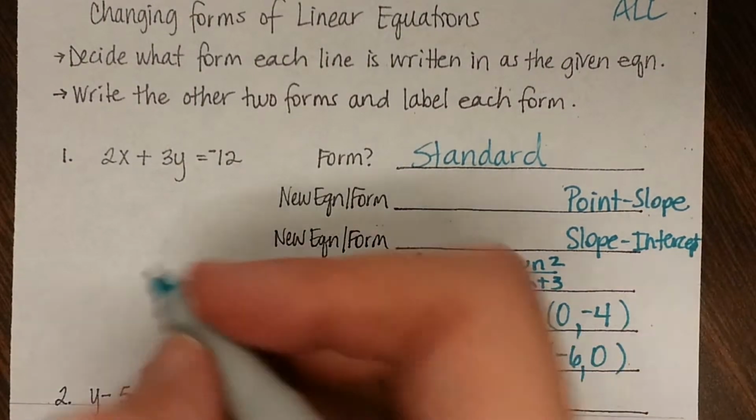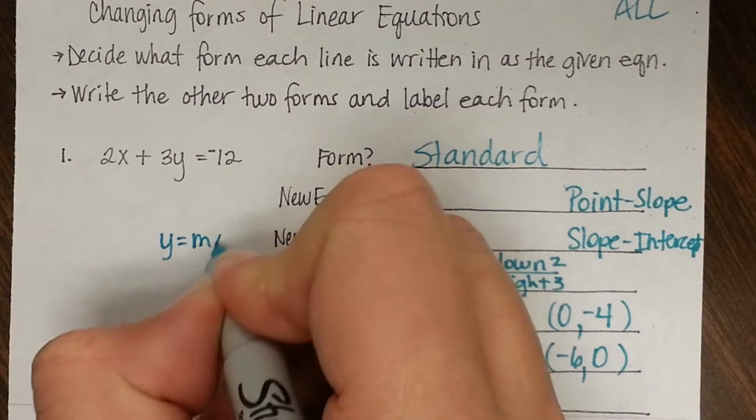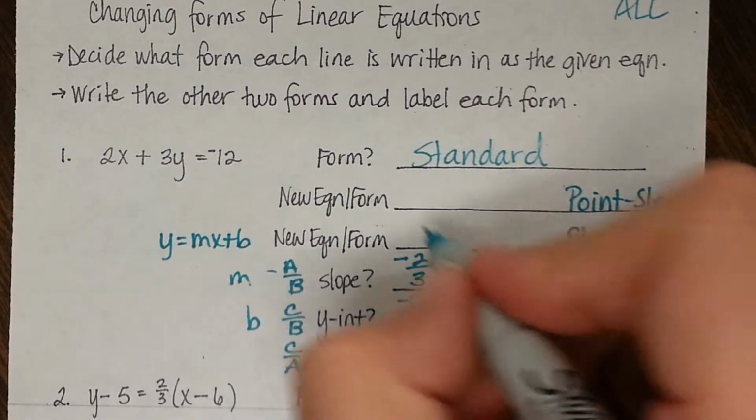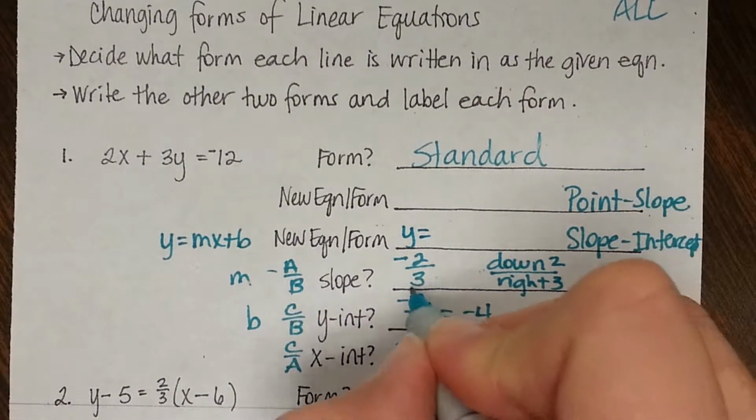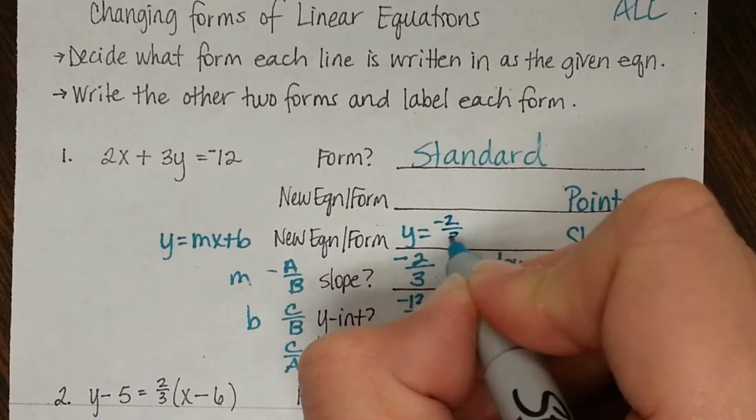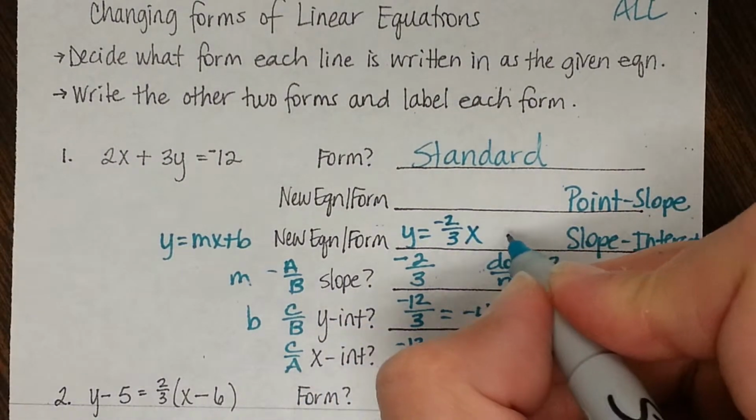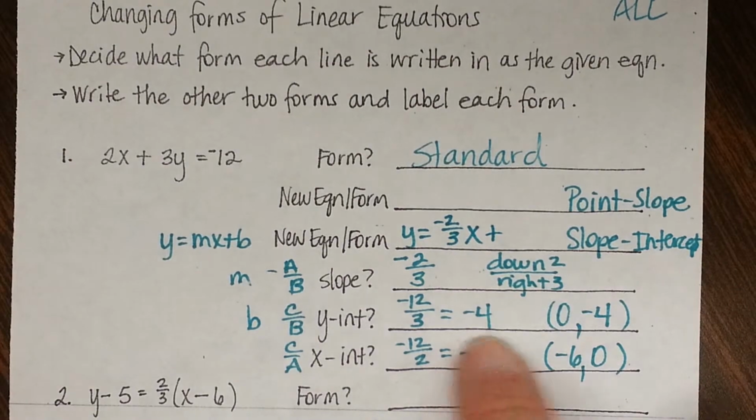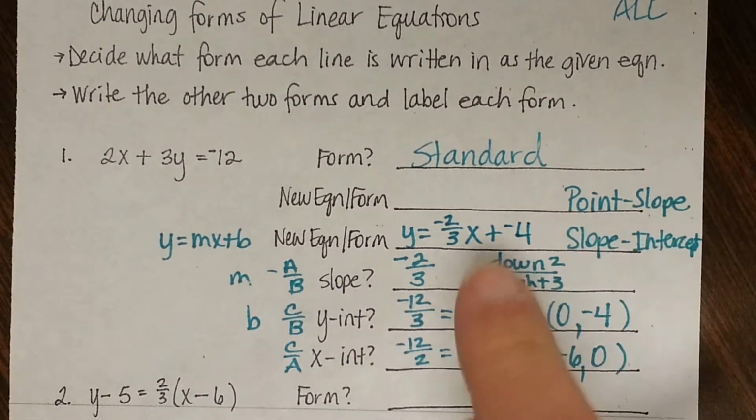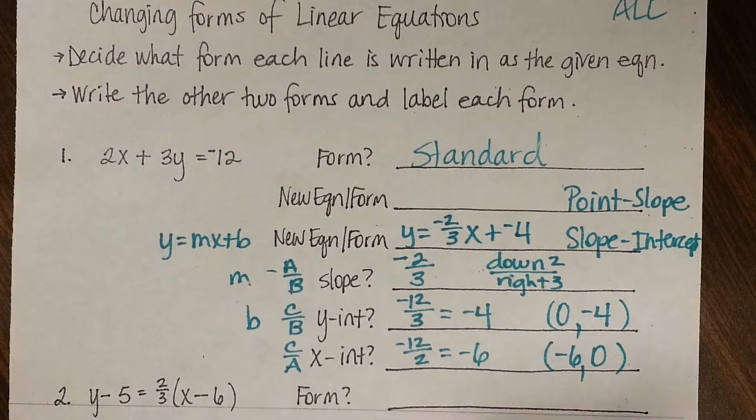Remember, slope-intercept form is the one that is in the form y equals mx plus b. So, y equals m, which is negative 2/3, x plus b. Our b is negative 4. So I could put plus negative 4, or I could just write minus 4. Either of those would be okay.